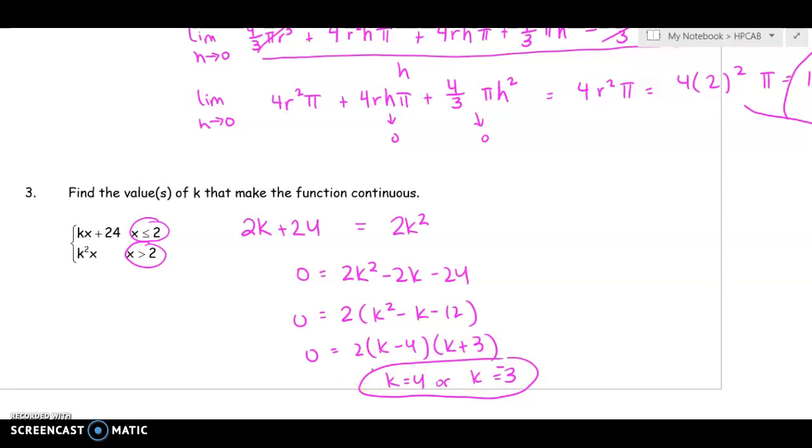You want the y values to be the same, so we figure out what k value would make our y values the same. All right, and that's it for 2-4. We are done.